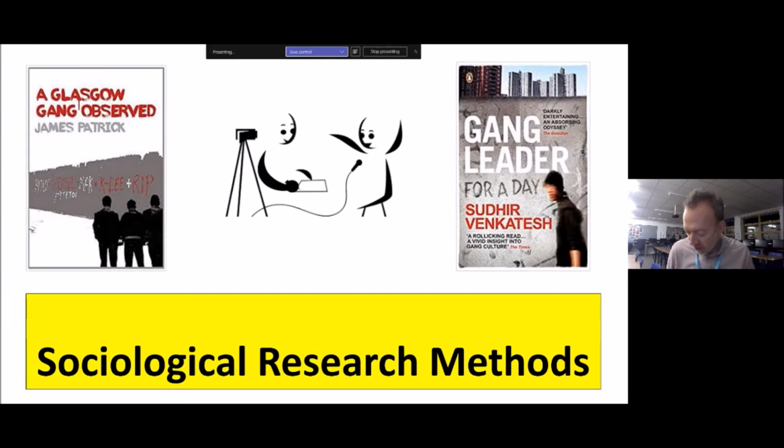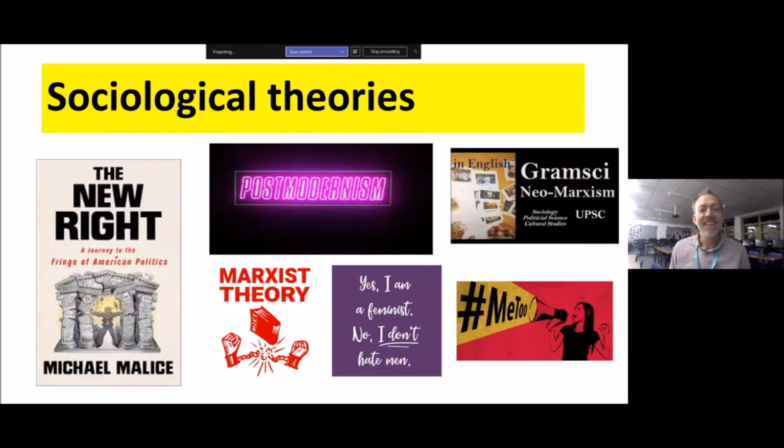Participant observation is a really good way of finding out what's really going on. Can be very dangerous as well. The next slide is talking about sociological theories. So theory is embedded within sociology, and there are a variety of different theories, different perspectives, different ways of looking at society. They're all looking at the same thing, but because they're looking at it in a different way, they see different things and they emphasize different things.